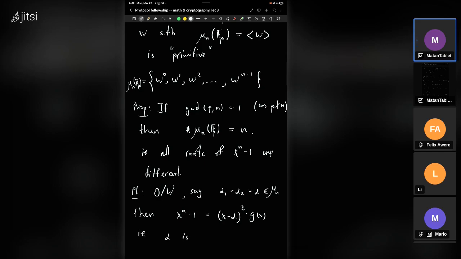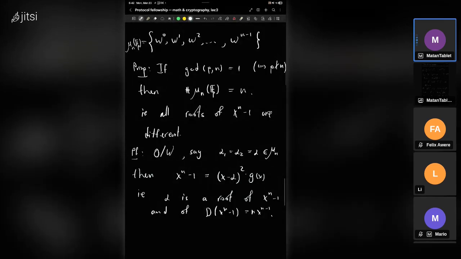alpha is a root of x to the n minus 1 and of the derivative, the formal derivative of x to the n minus 1, that is n x to the n minus 1. So in general, if you have a double root, then a double root is the same as a root that is also a root of the derivative.